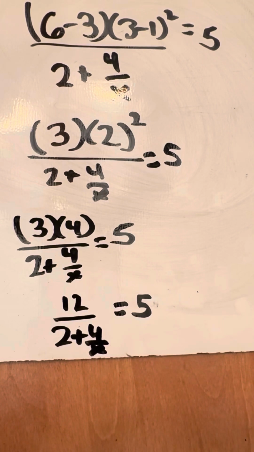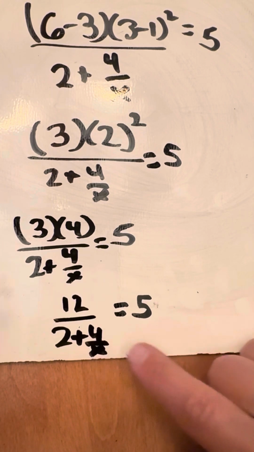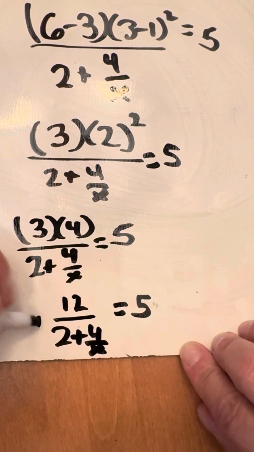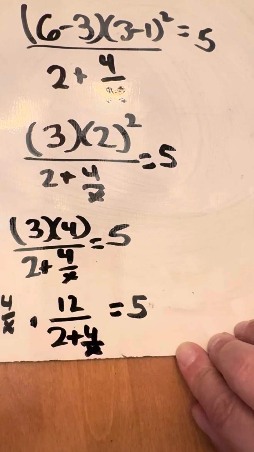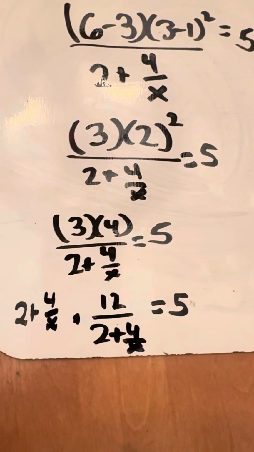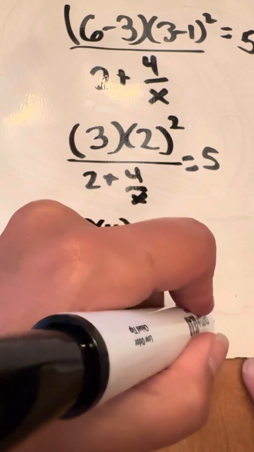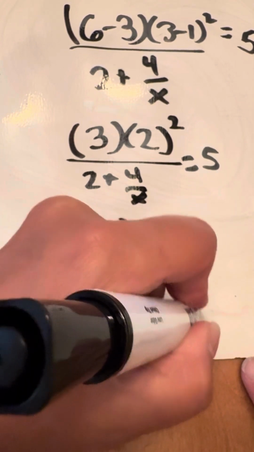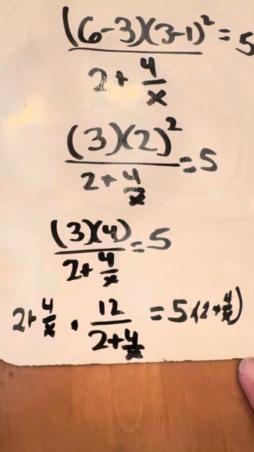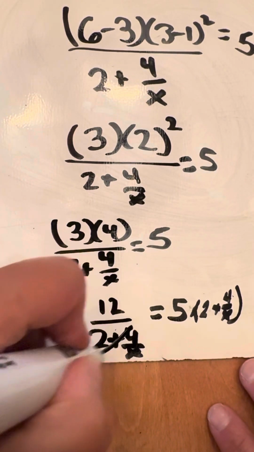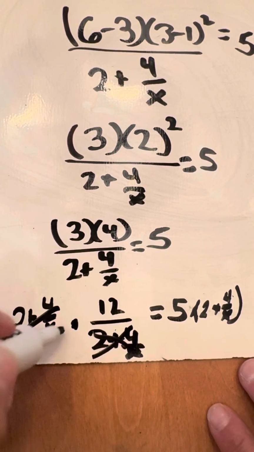Now, the only way I can do that is to multiply by its reciprocal. If we're dividing by all of this, we need to multiply by all of this. So we're going to multiply by the whole thing, 2 plus 4 over x. And if we do that on this side, we want to do that on the other side too. So we'll multiply by 2 plus 4 over x over here. Now, all of this is gone.